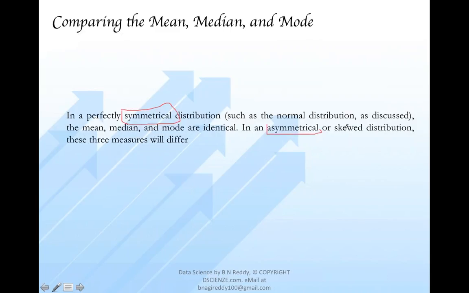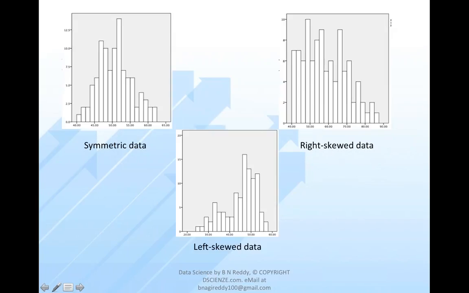Then there is asymmetrical or skewed distribution. So let's see the difference between skewed and symmetrical distribution. Understanding it is very important. When I draw a bar chart or a line chart, we find symmetric data or skewed data. Symmetric is nothing but this.